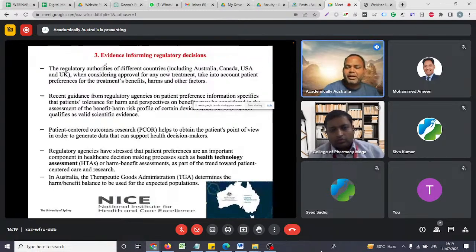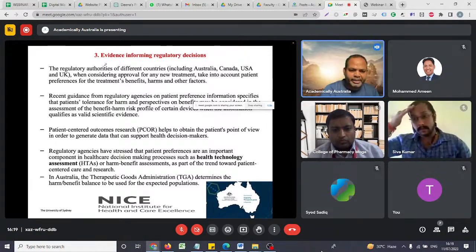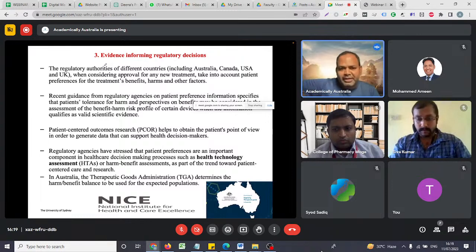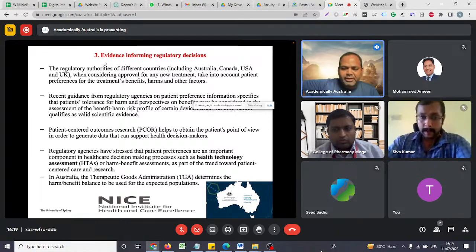And evidence for informing regulatory decisions. As I told, there are nice guidelines in the UK and Australia also. Many other countries consider health technology assessment, HTA, and they see the harm and benefit of this, and then they give the approval. Same for the TGA in Australia.